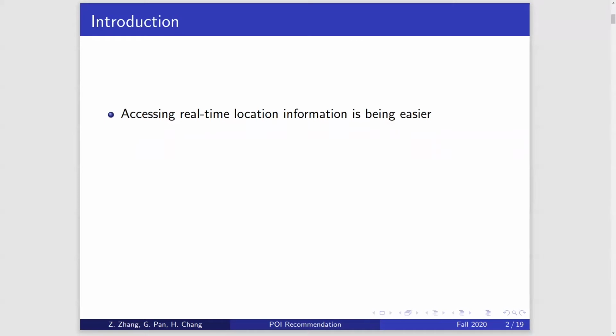With the development of mobile devices and location acquisition technologies, accessing real-time location information is becoming easier and more efficient. Because of this development and the convenience of accessing real-time location information, the location-based social network has become an important part of people's lives.